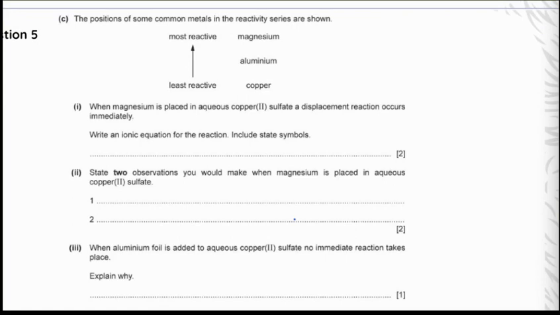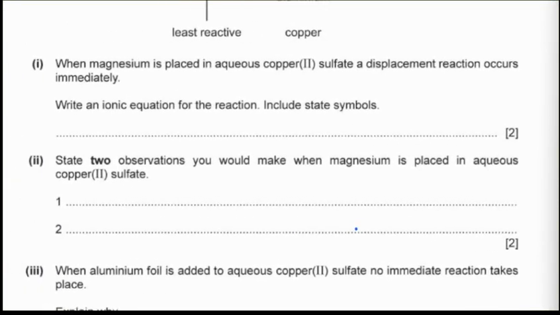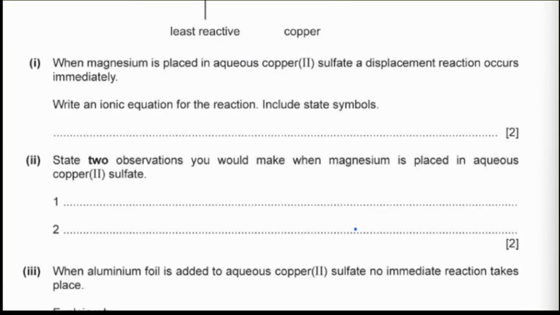This is question 5. The positions of some common metals in the reactivity series are shown. The most reactive is magnesium, going down to the least reactive being copper, and aluminium in the middle. When magnesium is placed in aqueous copper 2 sulfate, a displacement reaction occurs immediately. Write an ionic equation for the reaction. It says here to include state symbols.